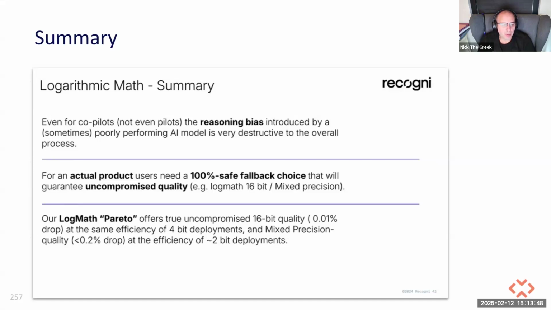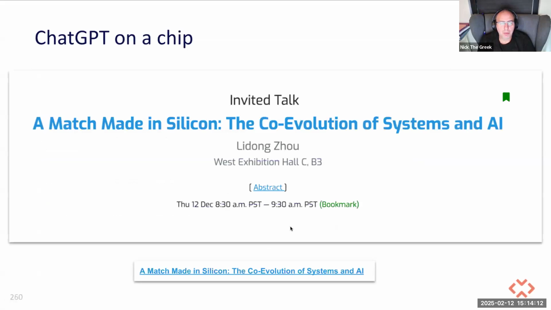Our log math Pareto, as they call it, offers true uncompromised 16-bit quality. They have a tiny drop, 0.01%, the way they measure it, at the same efficiency of 4-bit deployments, and mixed precision quality, 0.02% drop at the efficiency of 2-bit deployments. So, you know, it's an interesting direction. We would like to see more.